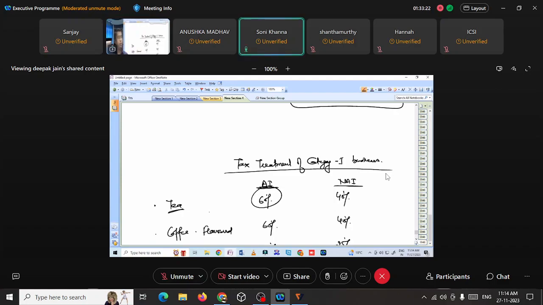Yes, sir. Out of the total income you have to apply the percentage. 300 crore multiplied by 60%, 180 crore is the agricultural income. 300 crore into 40%, 120 crore is the non-agricultural income chargeable to income tax.